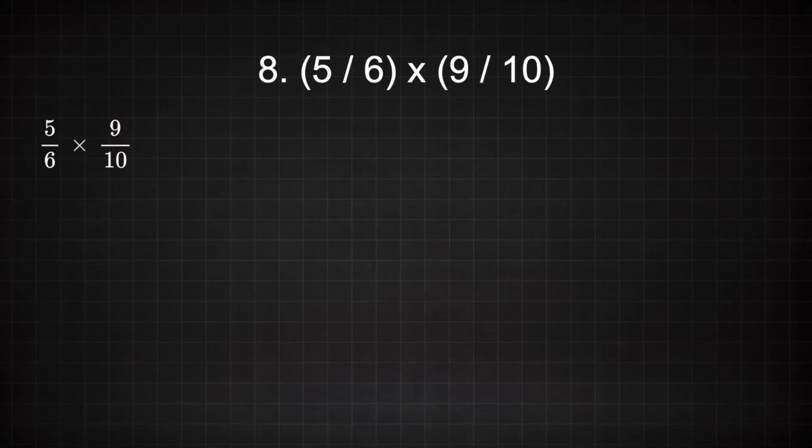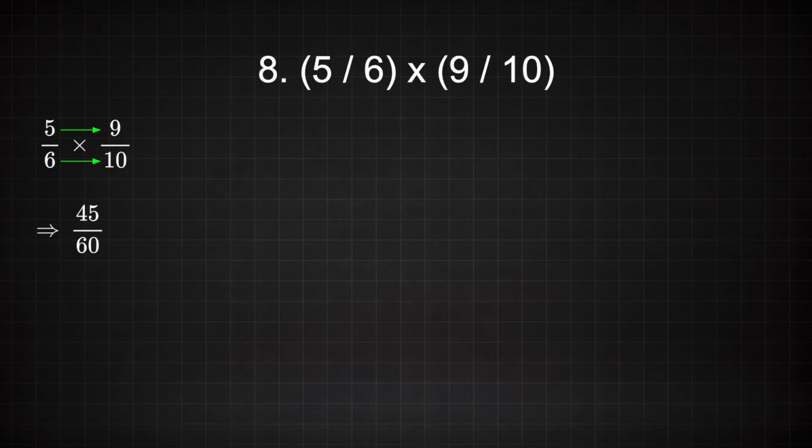The next example problem is 5 over 6 times 9 over 10. We'll solve this problem both ways again. First, we multiply across. 5 times 9 is equal to 45, and 6 times 10 is equal to 60. Our resulting fraction is 45 over 60.